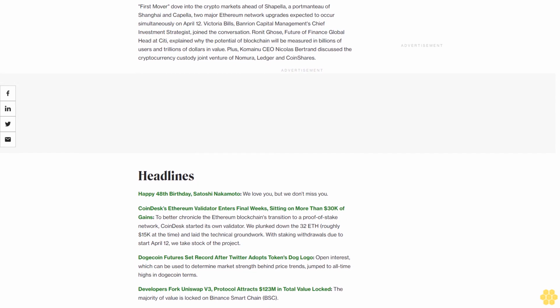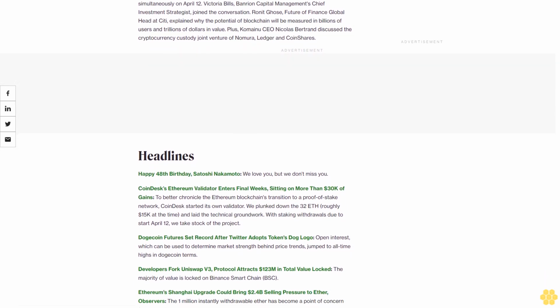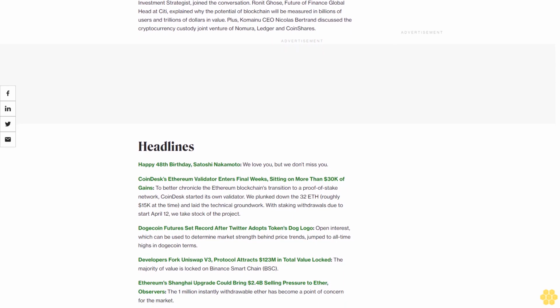Dogecoin futures set record after Twitter adopts token's dog logo. Open interest, which can be used to determine market strength behind price trends, jumped to all-time highs in Dogecoin terms. Developers fork Uniswap V3 protocol, attracts $123M in total value locked. The majority of value is locked on Binance Smart Chain (BSC). Ethereum Shanghai upgrade could bring $2.4B selling pressure to Ether, observers say. The 1 million instantly withdrawable Ether has become a point of concern for the market.